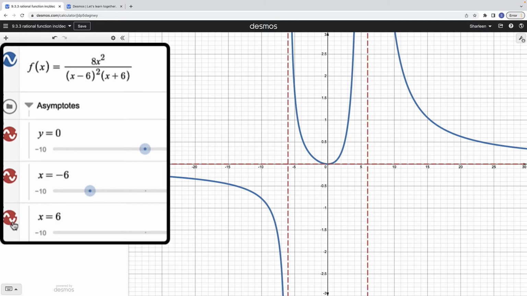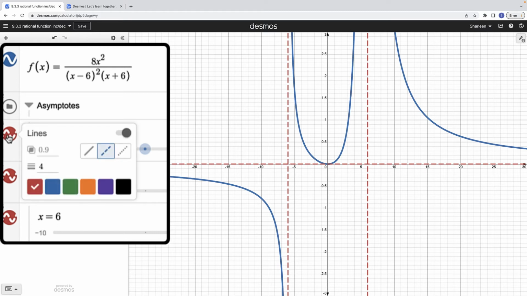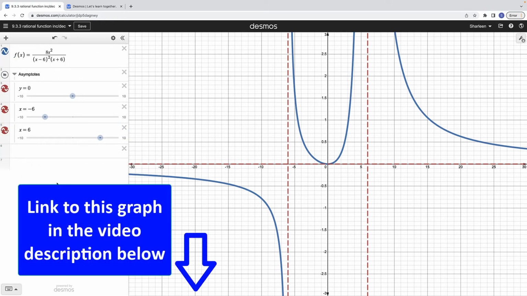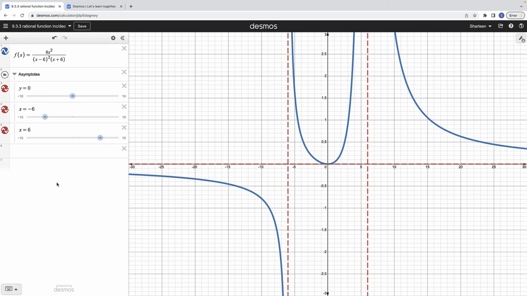If you're wondering how I changed the color or changed the type of line from a solid to a dashed line, you can just press and hold on the graphing settings button on the very left, and you can select the color and you can select the line to be a dashed line. So I usually like asymptotes to be a dashed line, just so I don't confuse them with the actual function. I've put a link to this graph in the description of this video if you'd like to open a copy for yourself. Now let's determine the intervals for where this function is increasing and decreasing.